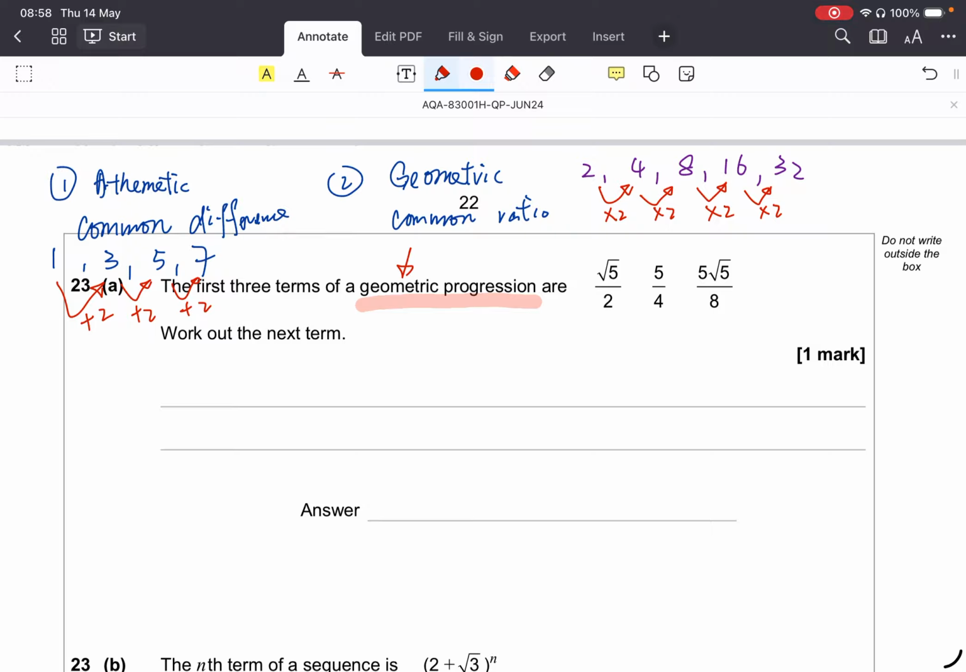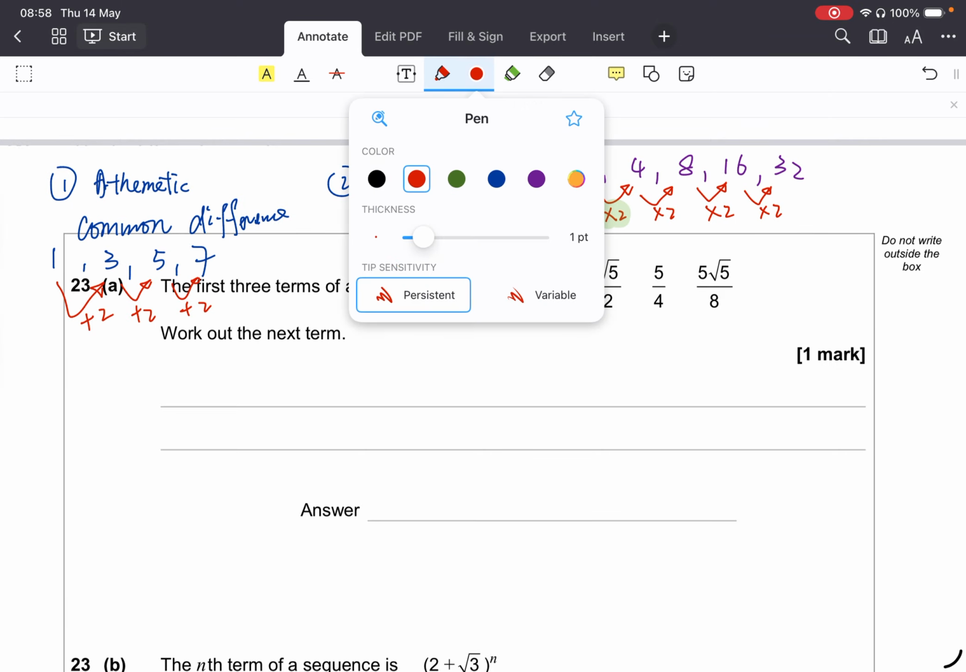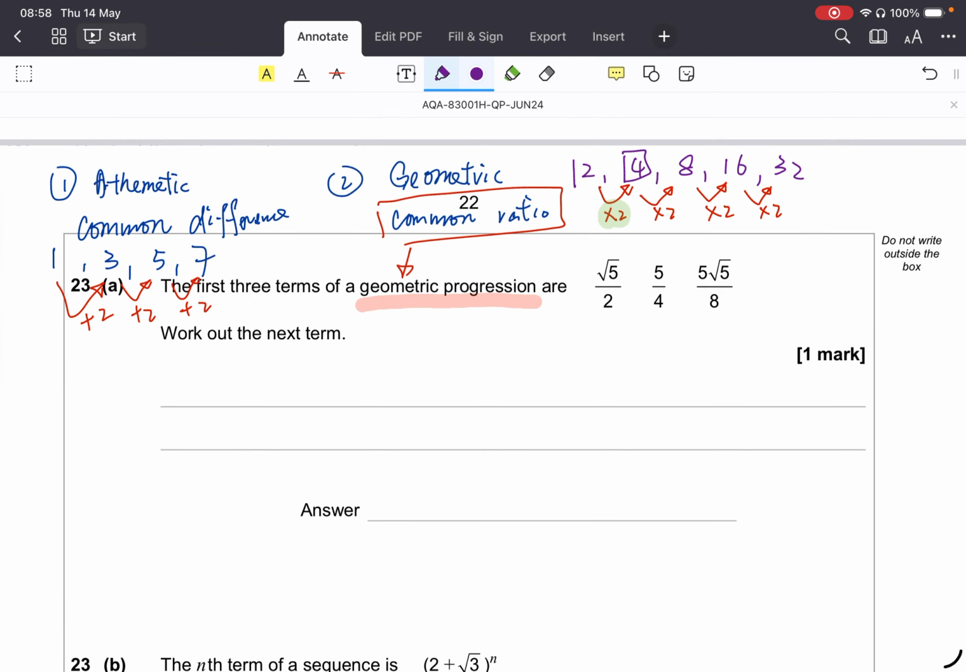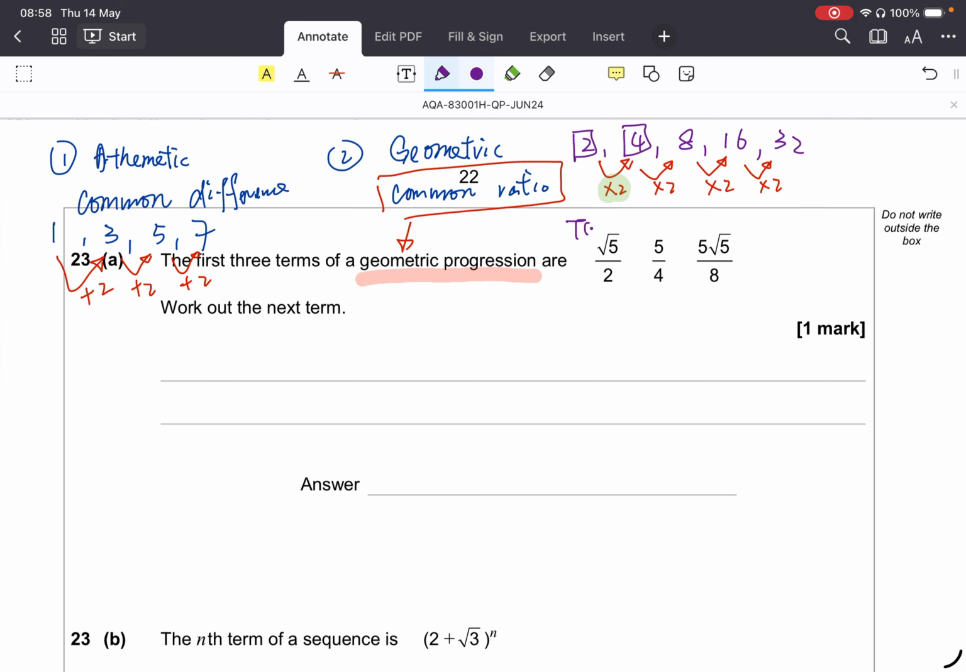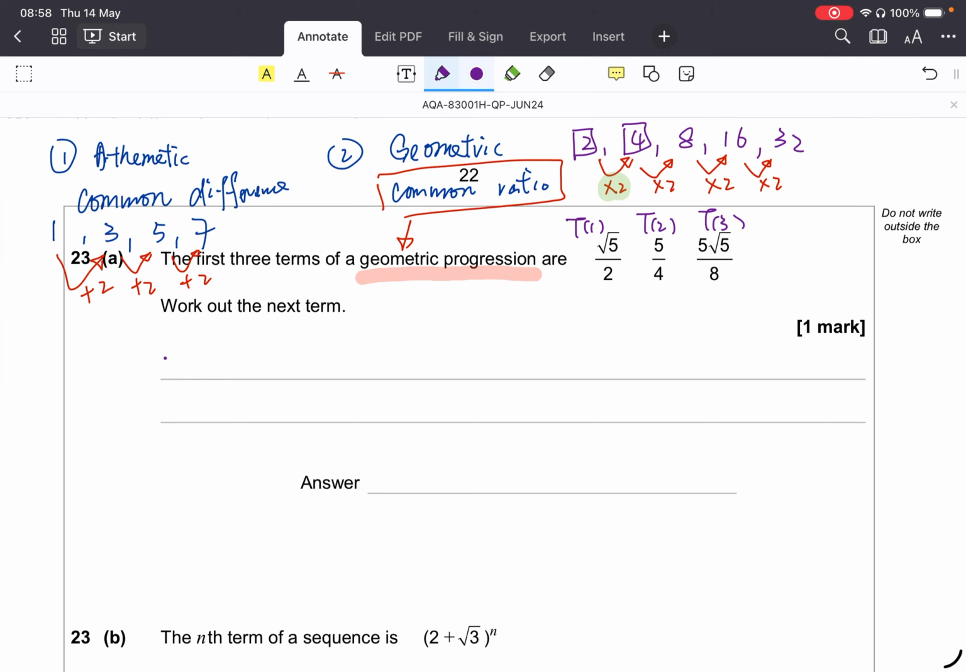So for this pattern, we need to look for the common ratio first. How can we get that 2? We are using 4 divided by 2. You take the term after, divided by the previous term. So if there is T1, T2, and T3, the common ratio should be equal to term 2 divided by term 1.